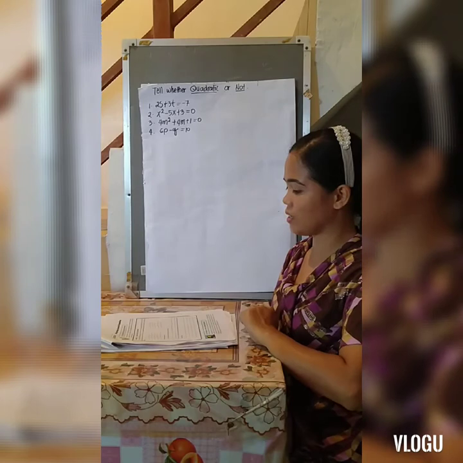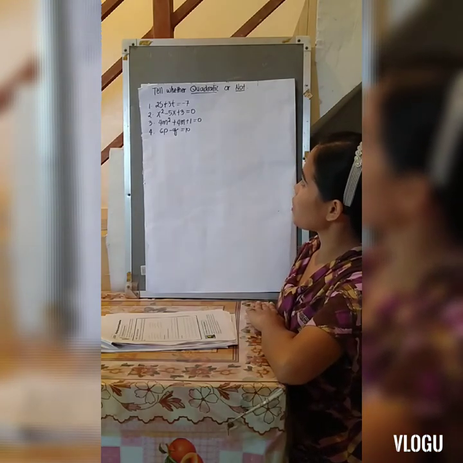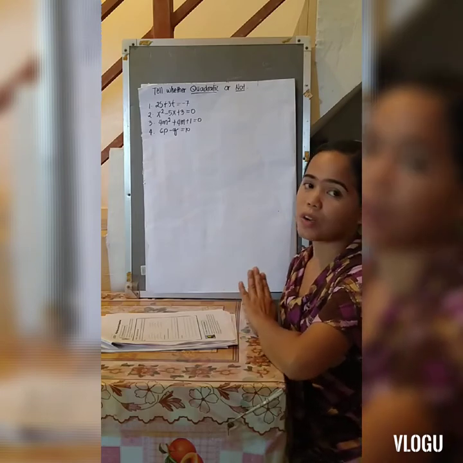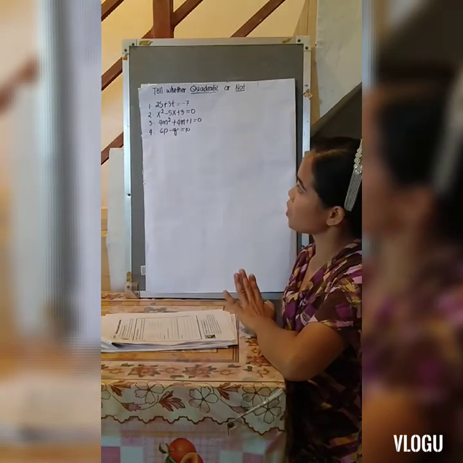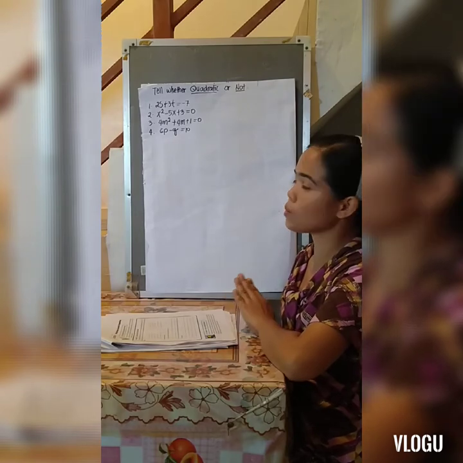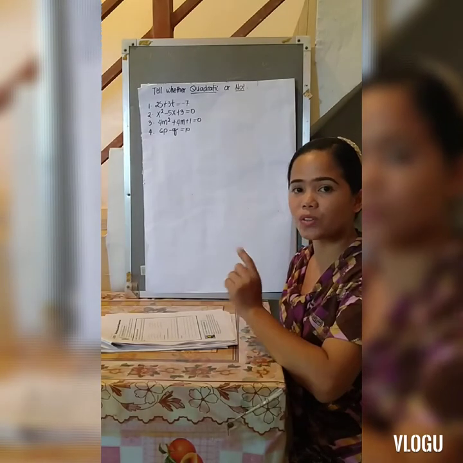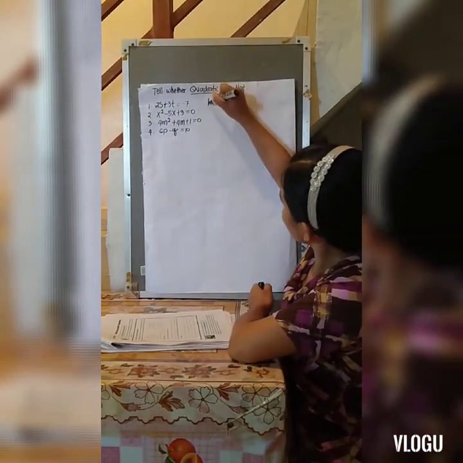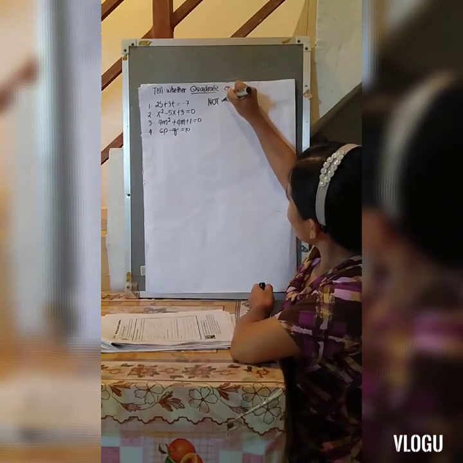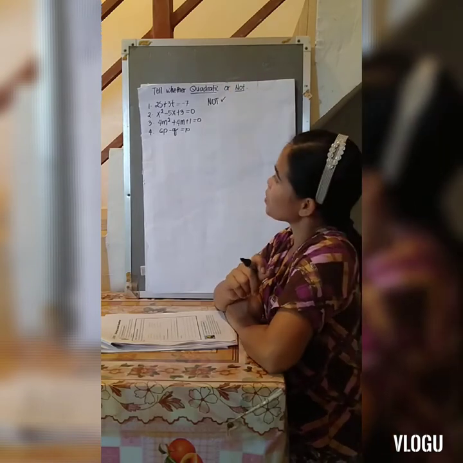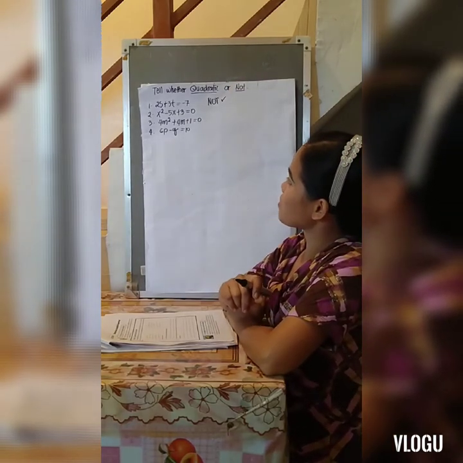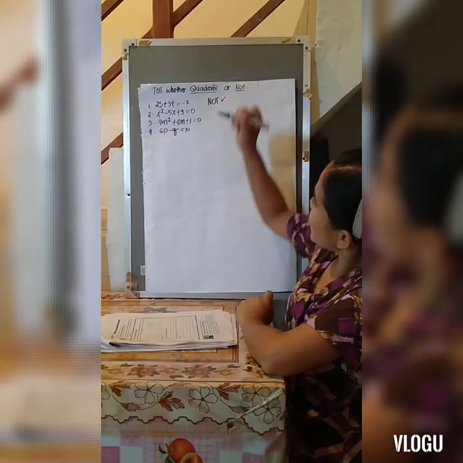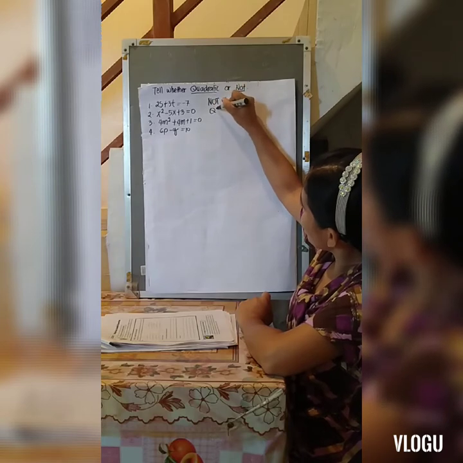So let's get started. I have written here 4 equations and our job is to tell whether each is quadratic or not. The first equation is 2s plus 3t equals negative 7. What do you think? If your answer is not, then you are correct. How about number 2? x squared minus 5x plus 3 equals 0. If your answer is quadratic, then you are correct.